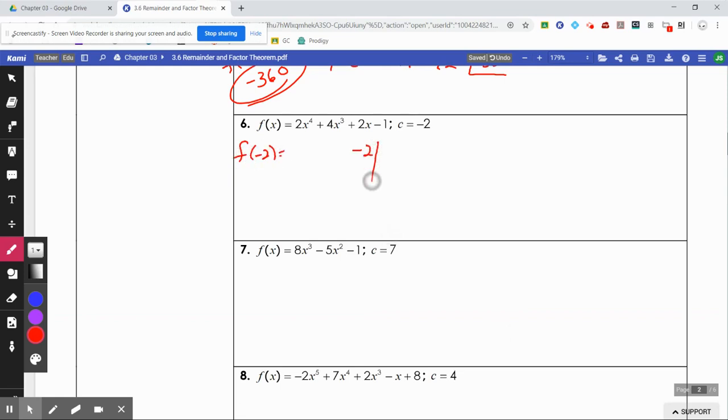Number 6, we're asked to find f of -2. So put the -2 on the outside. 2, 4, 0, 2, -1. Always be on the lookout for missing terms. There's no x squareds. Bring down the number, multiply. 2, -4, 0, 0, 0, 0, 2, -4, -5 is your remainder. F of -2 is -5.